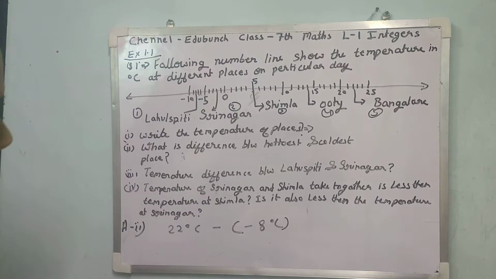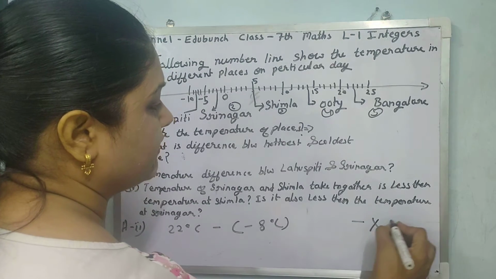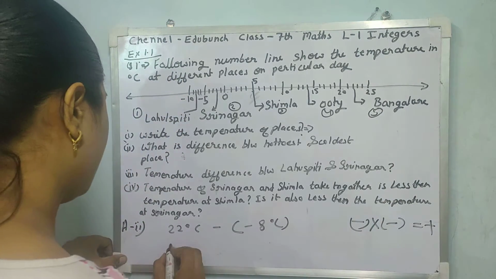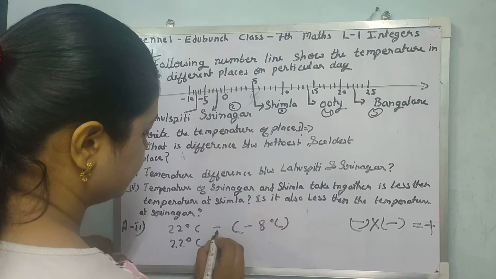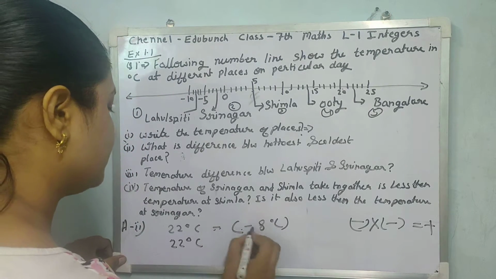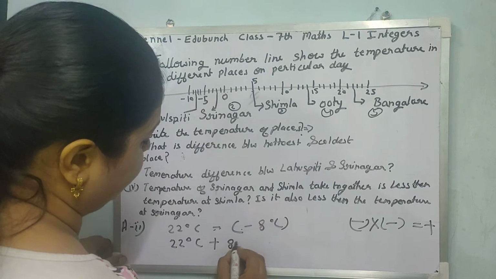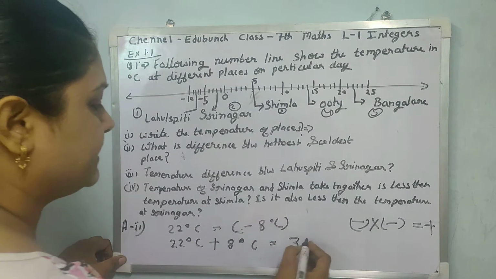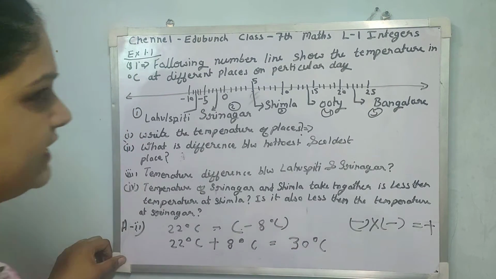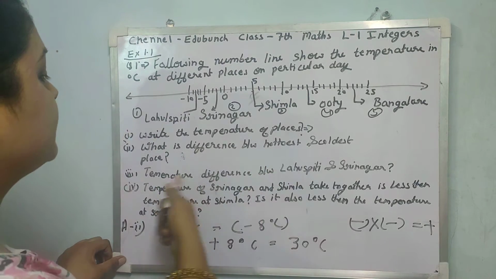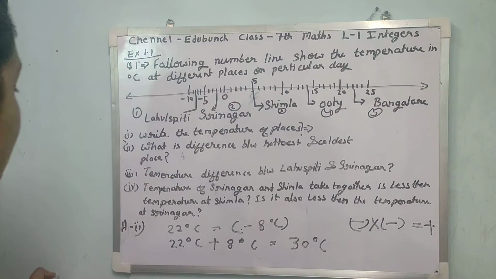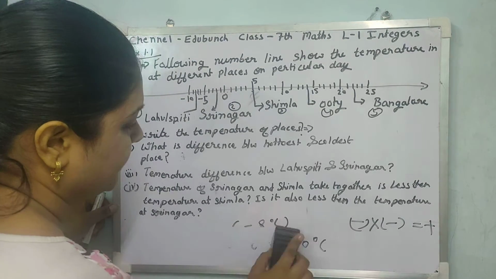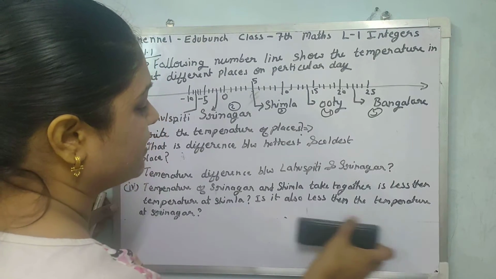Now we all know this: if we multiply minus with minus, it becomes positive plus. So here 22 degrees Celsius, and minus with minus becomes plus 8 degrees Celsius. It means when we add 22 plus 8, it becomes 30 degrees Celsius. This is the difference between the hottest and the coldest place. The second part is finished, so we will move towards the third part.